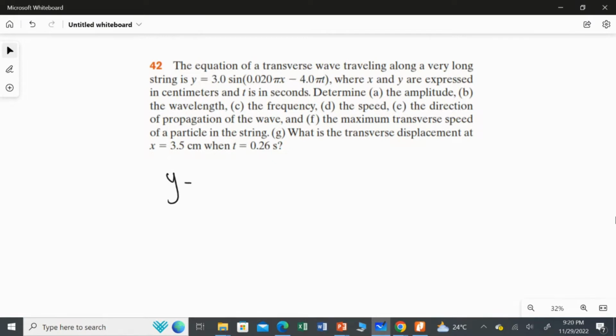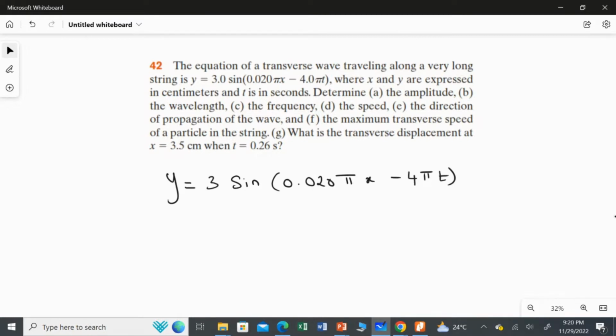So y is equal to 3 sine (0.020 pi multiplied by x minus 4 pi multiplied by t). I have to close the bracket. Clear? And here x and y are expressed in centimeters. So in this question, you have many subdivisions. Let's answer one by one.